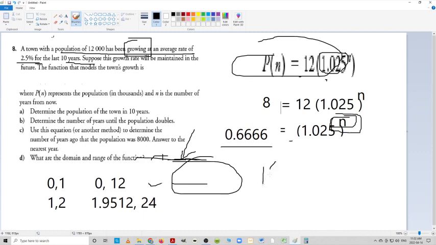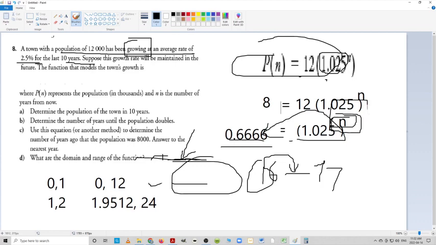So between 16 and 17 is when it's happening. So just over 16 years back, it happens. And we divide that way because we're going backwards in time. We multiply if we wanted to go forwards in time. Kind of complicated. What are the domain and range of this function?